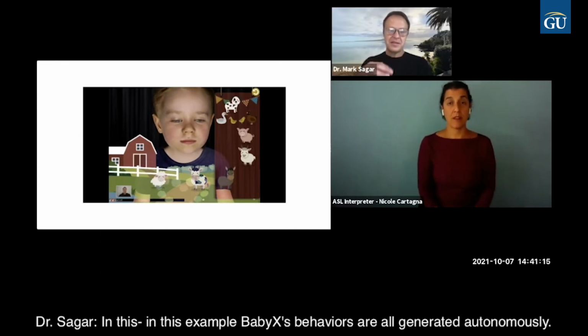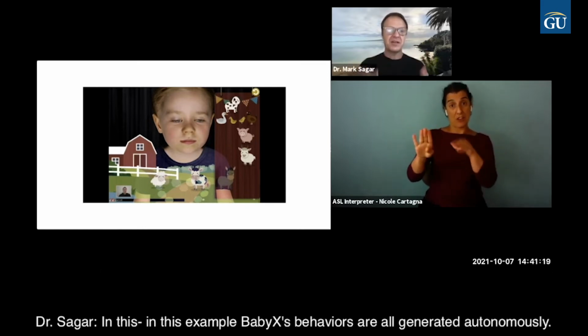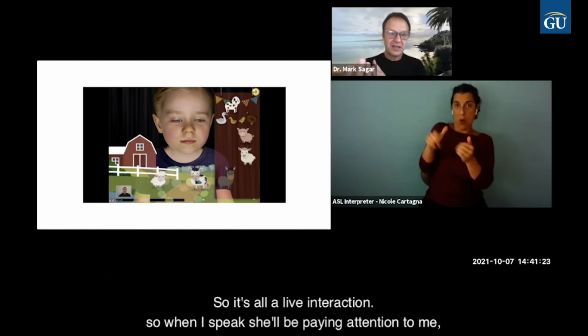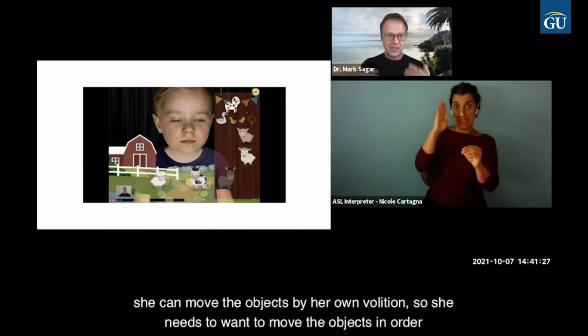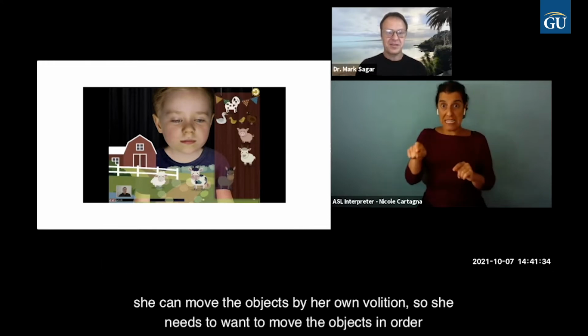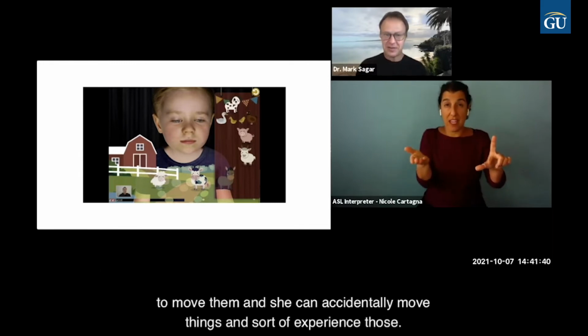And so in this example, baby X's behaviors are all generated autonomously. So it's all a live interaction. When I speak, she'll be paying attention to me. She can move the objects by her own volition, so she needs to want to move the objects in order to move them. And she can accidentally move things and experience those.